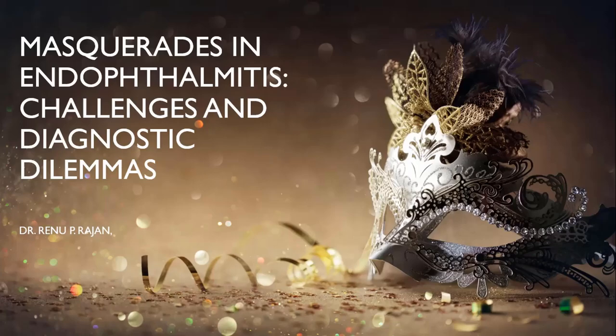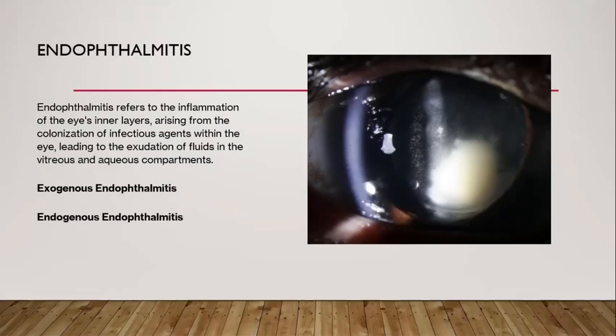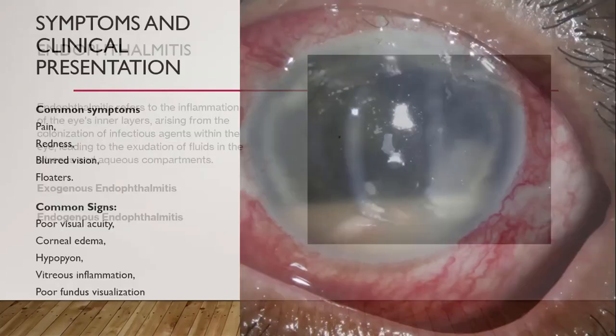So, to begin with, endophthalmitis, as we all know, refers to inflammation of the eye's inner layers arising from colonization of infectious agents within the eye, leading to exudation of fluids into the aqueous and vitreous. So, it can be exogenous, as in surgical or traumatic, where the source is from outside, or endogenous, as in from other infections spreading to the eye from other parts of the body.